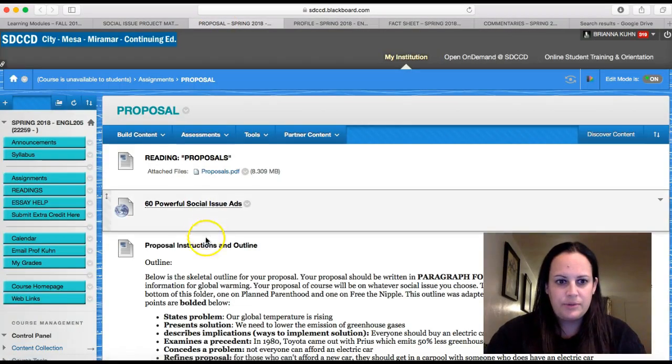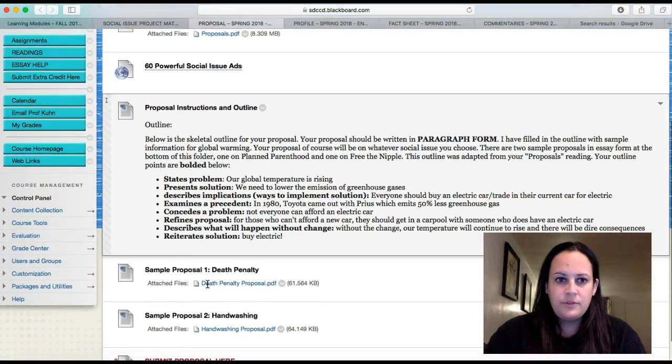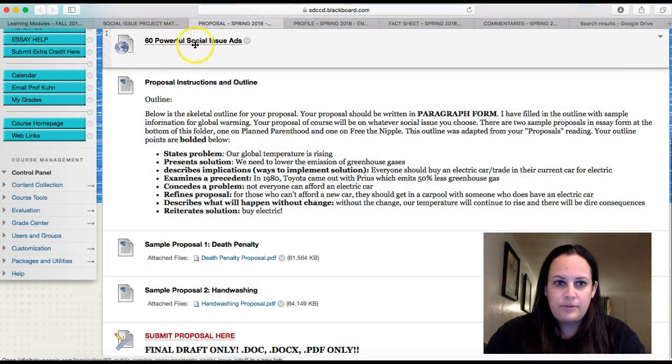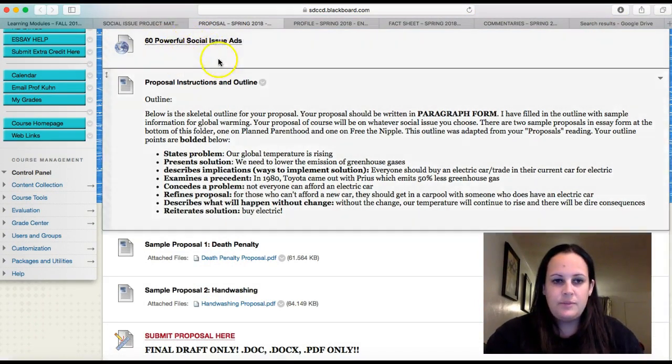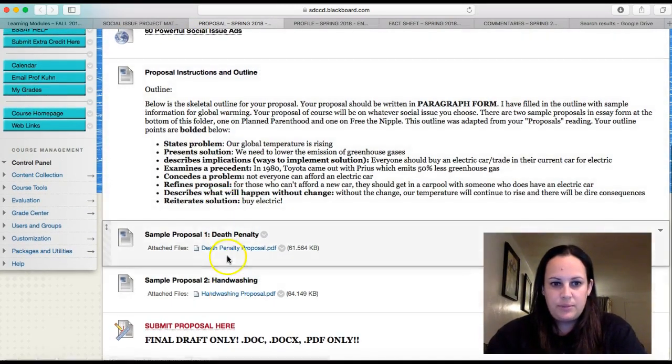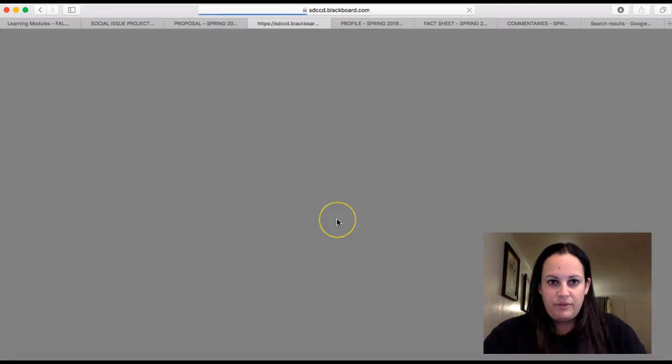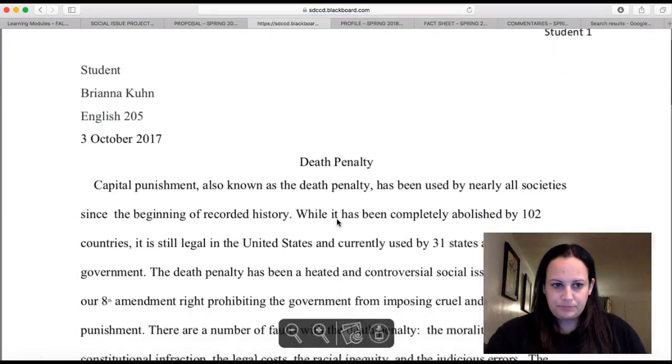So let's go to the proposal. In your folder, you're going to see the 60s Powerful Social Issue Ads. This will help you to choose a topic. So be sure you scroll all the way through that. Again, here's the outline and then your two samples. So let's just look briefly at the death penalty one.